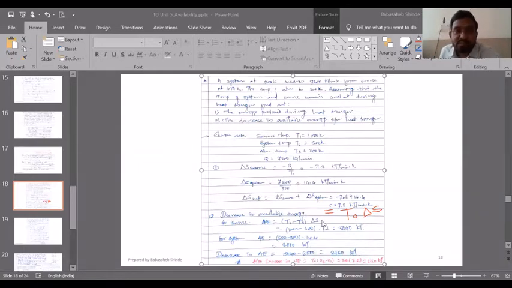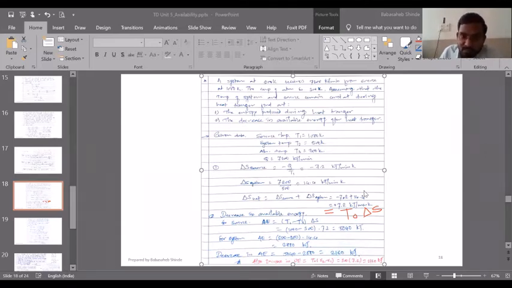Note down the second numerical. A system at 500 Kelvin receives 7,200 kilojoules per minute from a source at 1000 Kelvin.